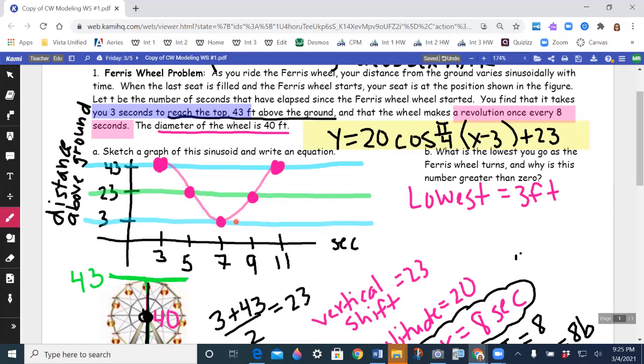Now, why is that greater than zero? Well, you're on a Ferris wheel. You don't want the Ferris wheel to be hitting the ground or going beneath the ground. So that's why that number is greater than zero. You don't want to hit the ground on the Ferris wheel.